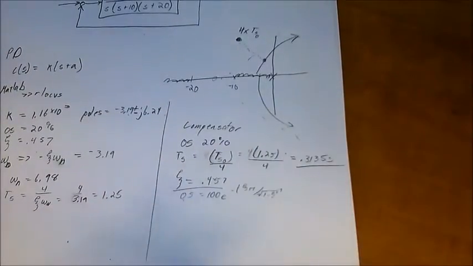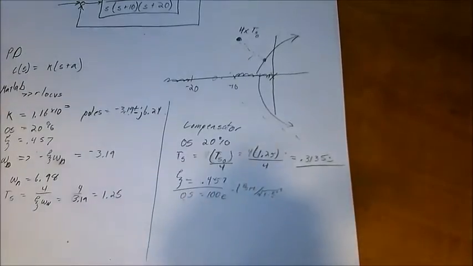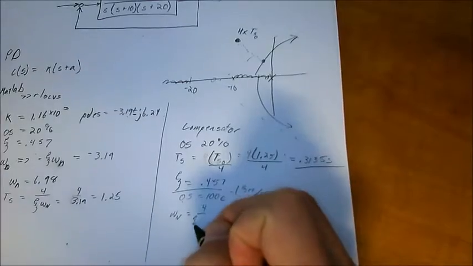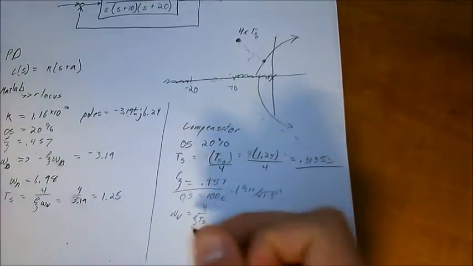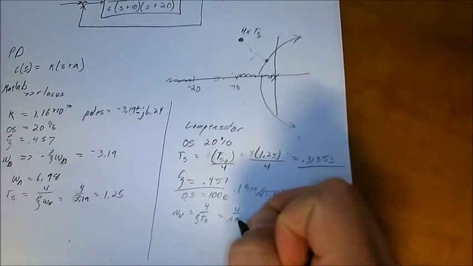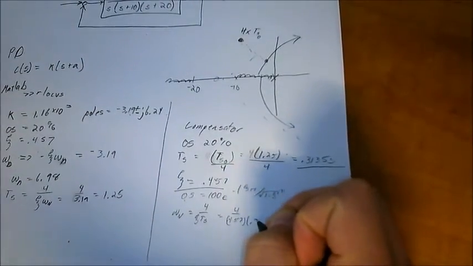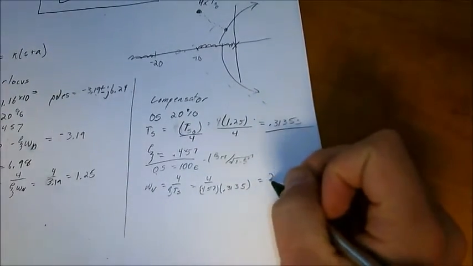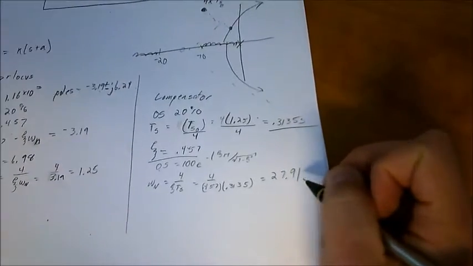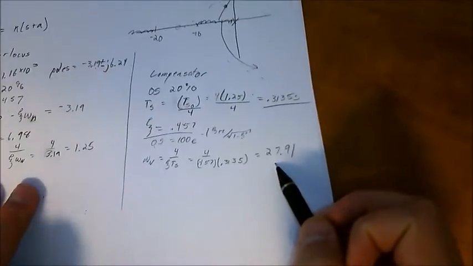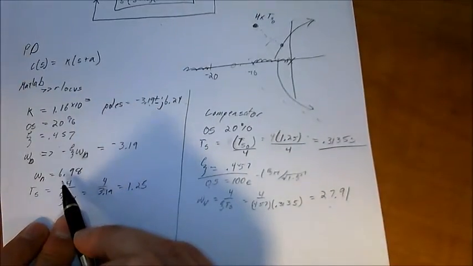And then you can calculate omega n the same way we did before, not exactly the same, using the ts equation: omega n equals 4 over zeta times ts, which is 4 over 4.457 times 0.3135. And that will equal 27.91. And you'll notice that 27.91 is 4 times what omega n was over here, which is 6.98.